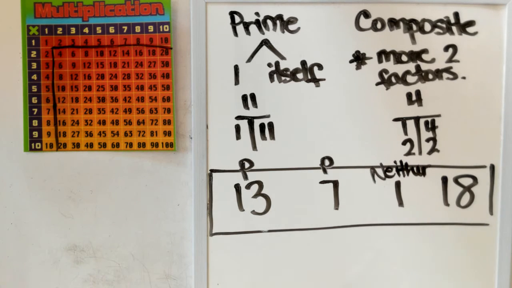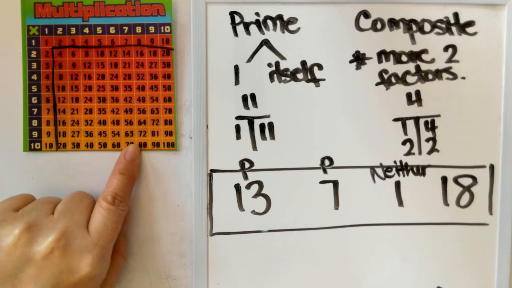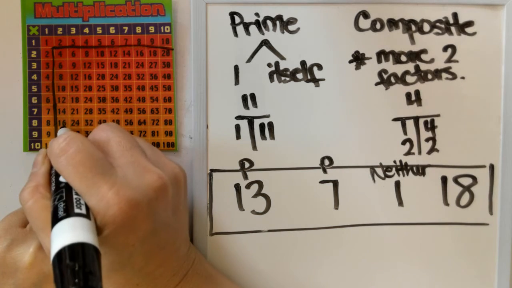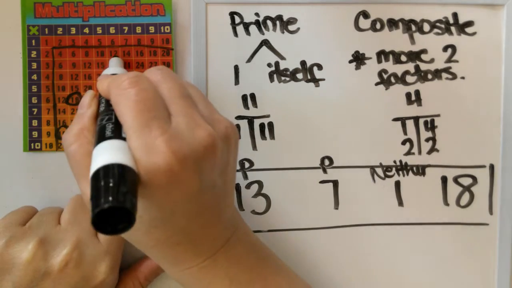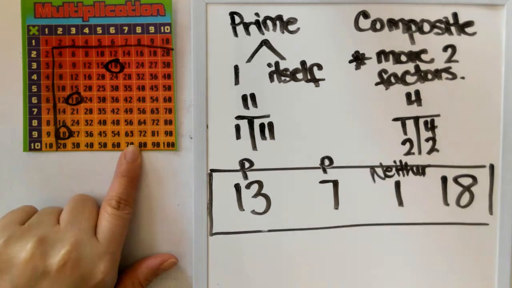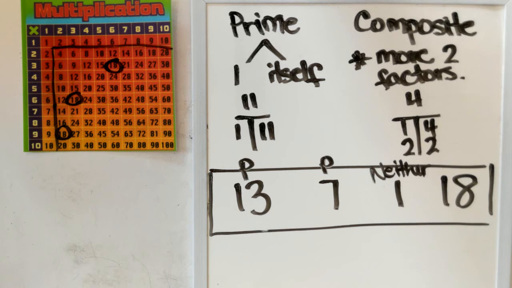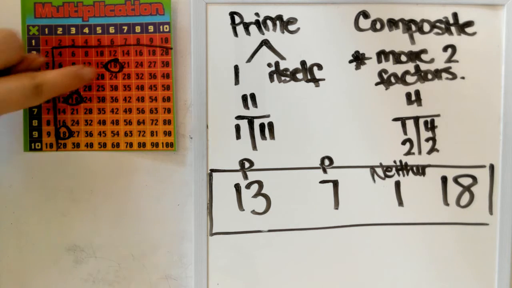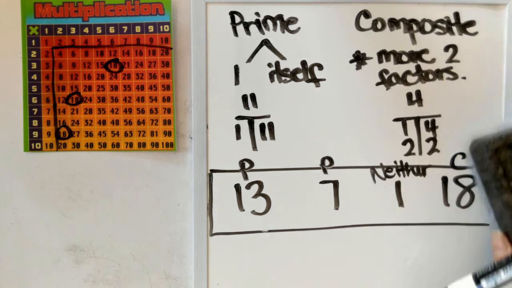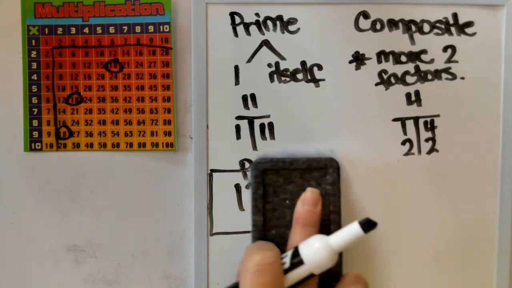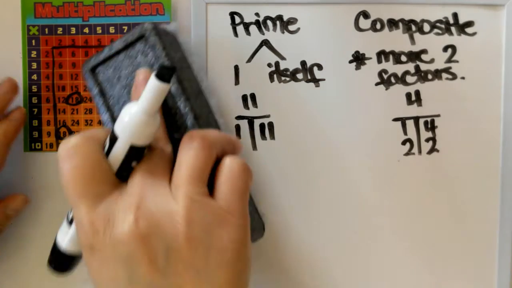Now let's look at number 18. Can you find number 18 in here? I bet you can find it in many different places. Look, I got 18 here, 18 here. I got another one that's erased, 18 here, and there may be more places. Because it appears in this composite area, this number is definitely a composite number. So that is one easy way you can use a multiplication chart to help you find primes and composites.